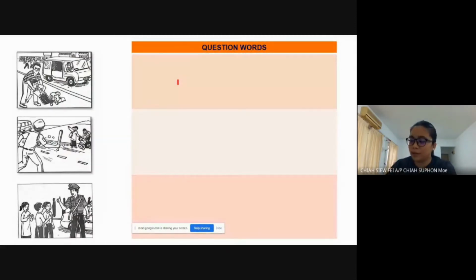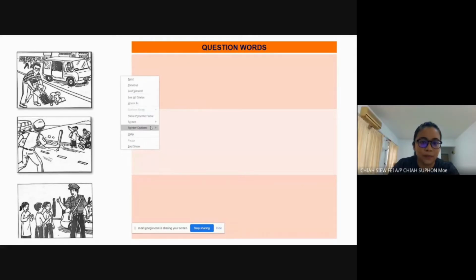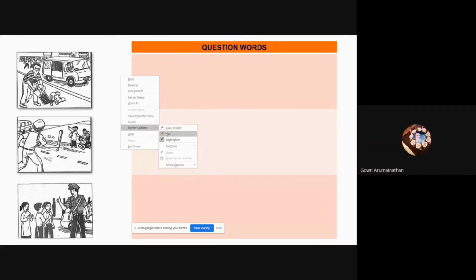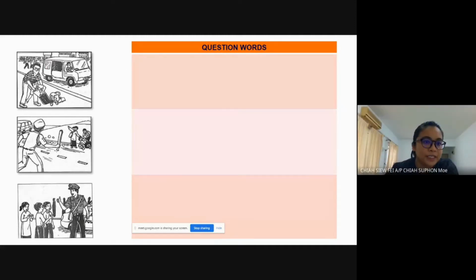Now I want to practice with you question words. We are going to start drafting our story right now. Okay, don't mind my handwriting. All right, so question word. We look at the picture. Who is in the picture? In the first picture, who are the people there?